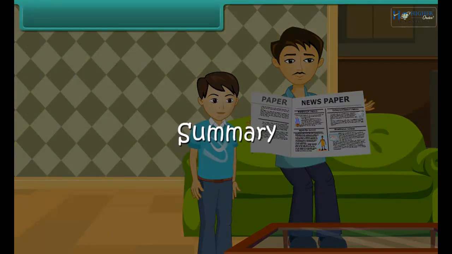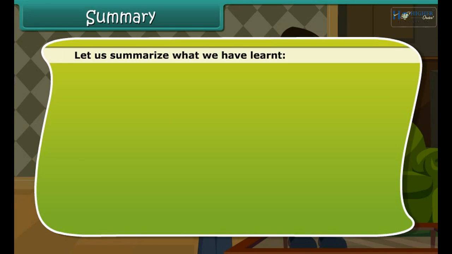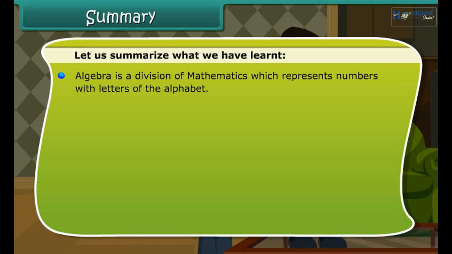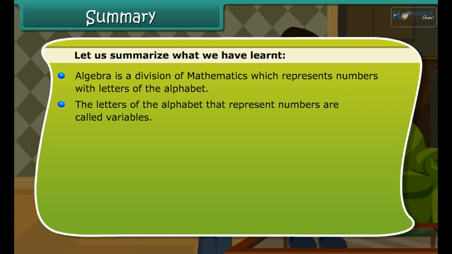Summary. Let us summarize what we have learned. Algebra is a division of mathematics which represents numbers with letters of the alphabet. The letters of the alphabet that represent numbers are called variables. A variable assumes different values.